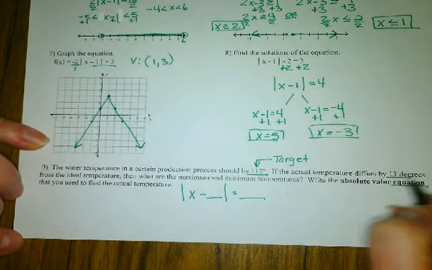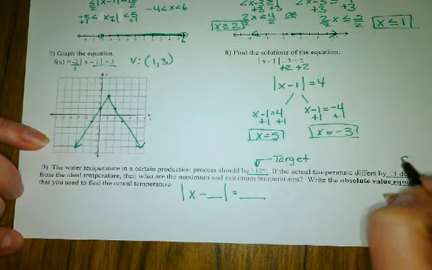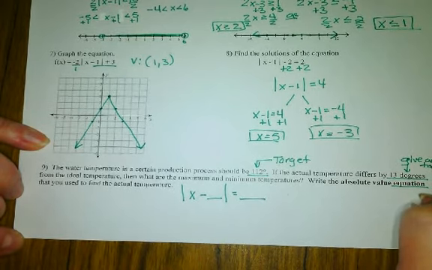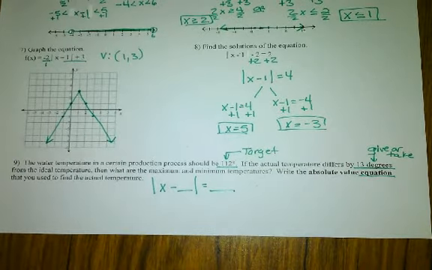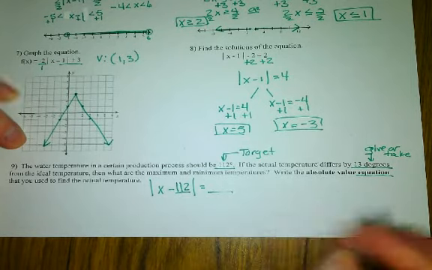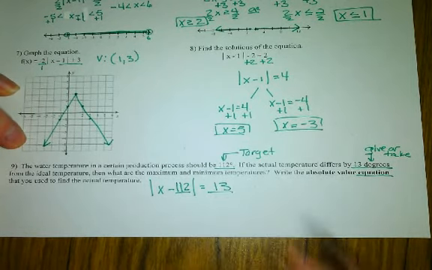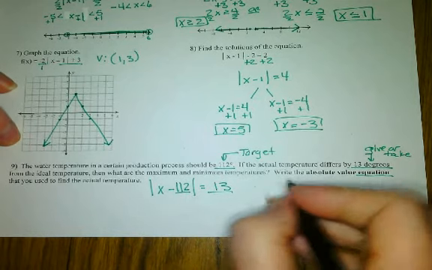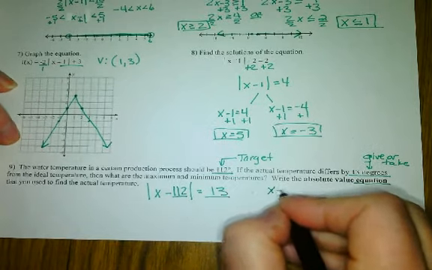If the actual temperature differs by 13 degrees, remember we called that our give or take, from the ideal temperature, then what are the maximum and minimum temperatures? Write the absolute value equation that you use to find the actual temperatures. So the target always goes on the inside, and then the give or take goes on the outside. So again, another way to think of it is biggie, small, biggie, small.